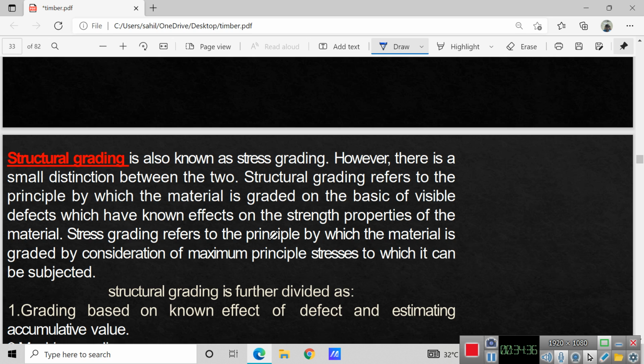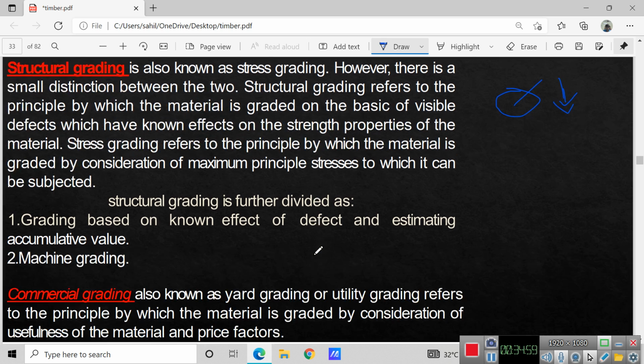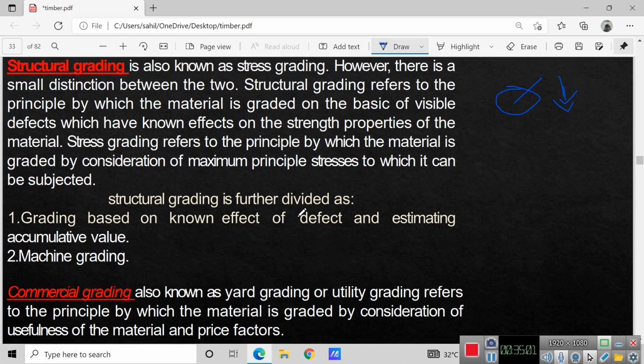Stress grading refers to the principle by which the material is graded by consideration of maximum principal stresses to which it can be subjected. So structural grading is basically defined on visible defects and the maximum principal stress which it can be subjected to. According to these factors, structural grading is determined. Now, structural grading is further divided as grading based on known effects of defects and estimating accumulative value, and machine grading.